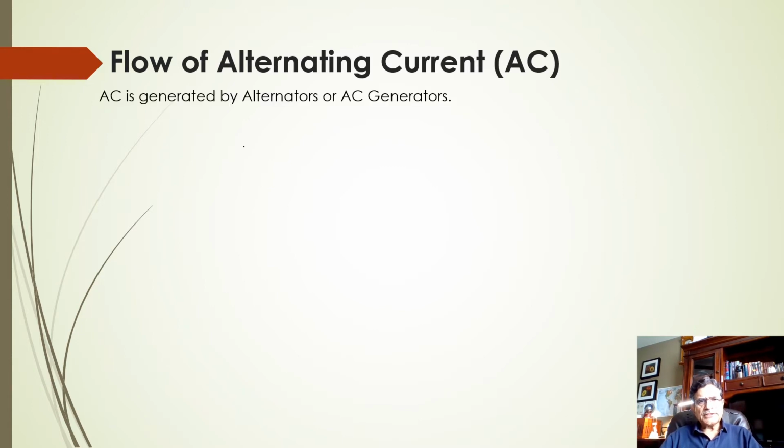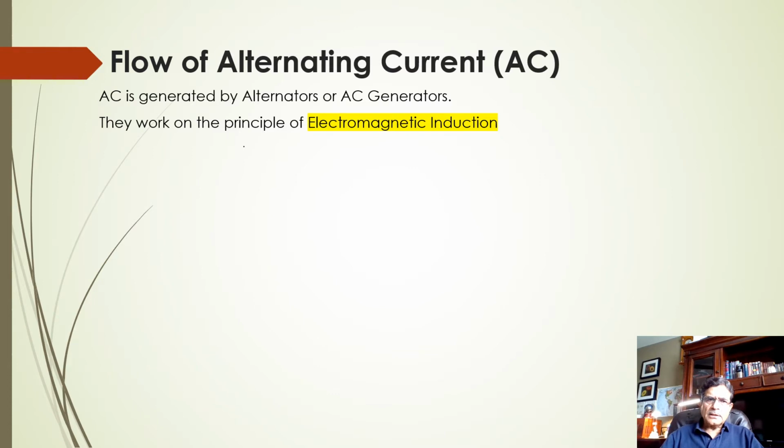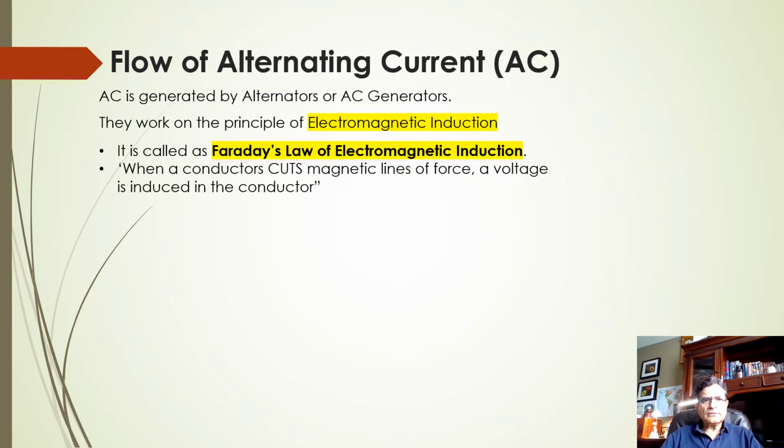Now AC is generated by alternators or AC generators, and they work on the principle of electromagnetic induction. This principle was first discovered by a scientist called Faraday, and therefore it is called Faraday's law of electromagnetic induction. Electromagnetic induction simply means that electricity is produced through magnetic induction, and we'll talk about that.